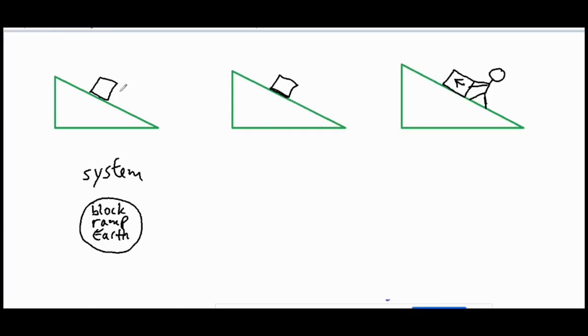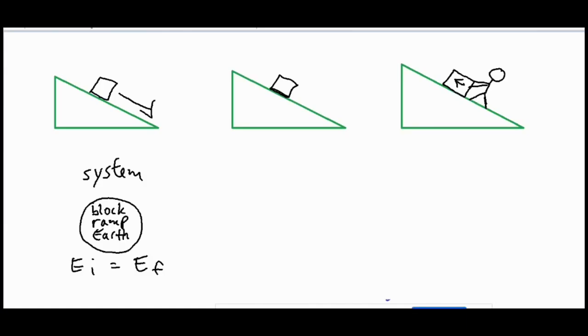So we're going to go ahead and include the earth in that system. Now, if something were to be sliding down the ramp, then all of that energy would be conserved within that closed system. So if the system started with a certain amount of initial energy, it would definitely have the same amount of final energy because all of that energy is within that closed system.